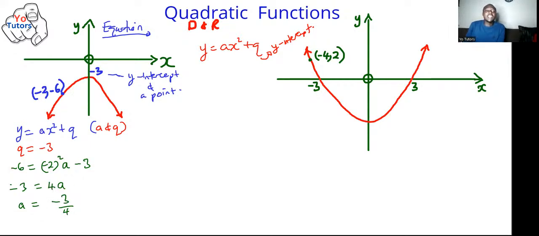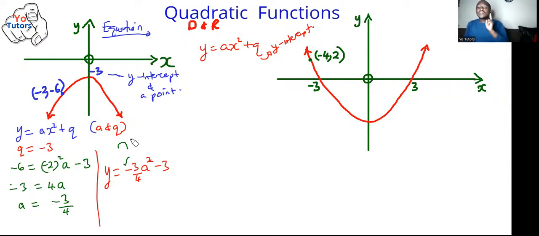So now we can rewrite the equation and say, okay, what is our equation? Our equation is going to be equal to -3/4 a squared -3. So this negative here, remember what is happening with this one? It means that it's in the shape of a frowning face. So always know that, is your answer correct?